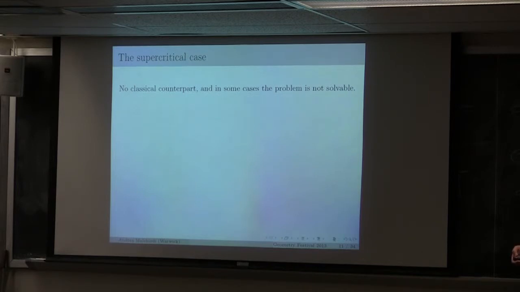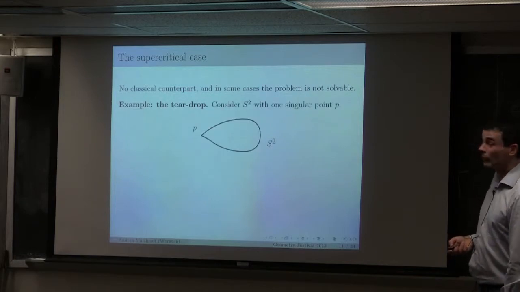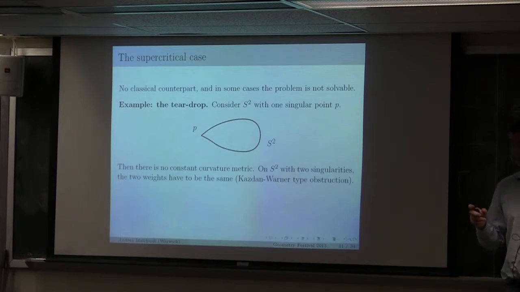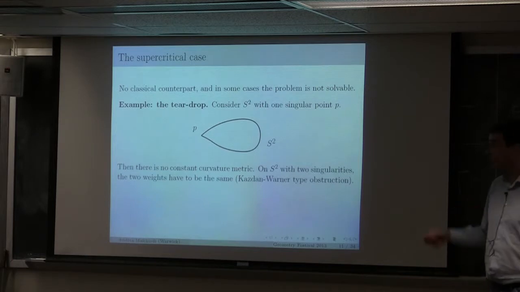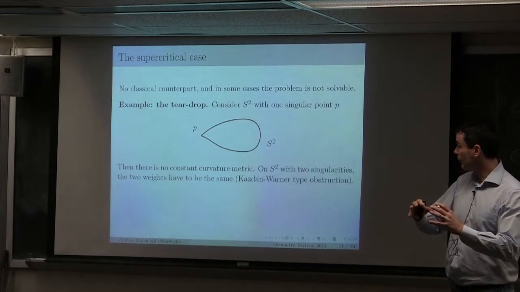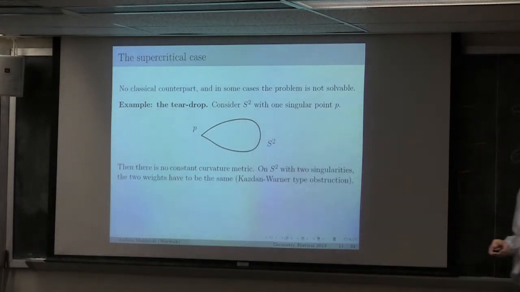And in fact in some cases you cannot solve this problem. One example which is well known is the teardrop. Take the sphere with only one singular point, then there is no constant curvature metric on such an object. And in general if you take two singularities then the weights have to be the same. These results you prove basically exploiting the Möbius transformations, and it's a sort of Kazdan-Warner type obstruction.